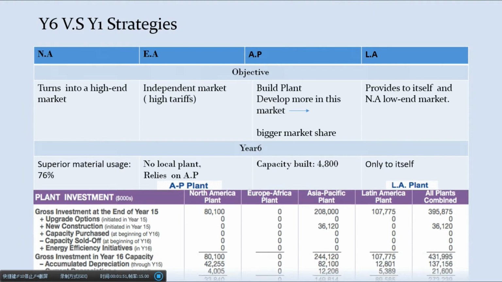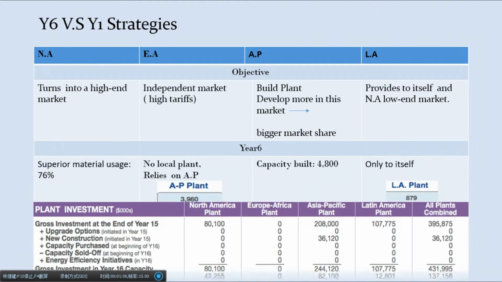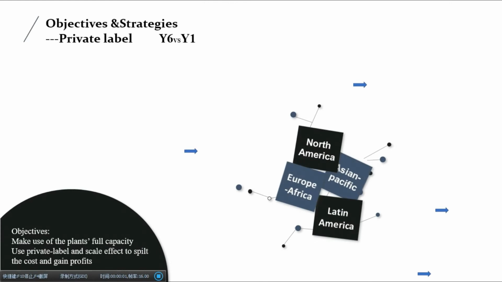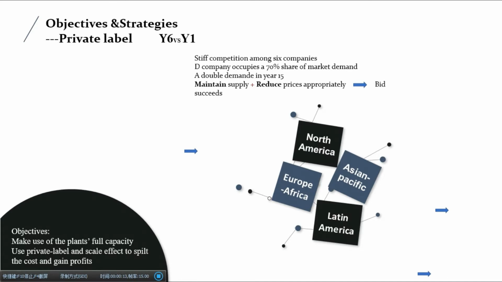The products depend on Asia Pacific, which has the biggest capacity, 4,800. The objective of private label is to make use of plentiful capacity and use private labor and scale effect to build cost advantage and gain profits. For each market, we execute a different strategy because the situation varies.